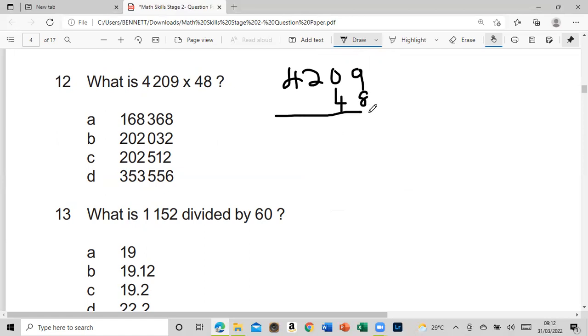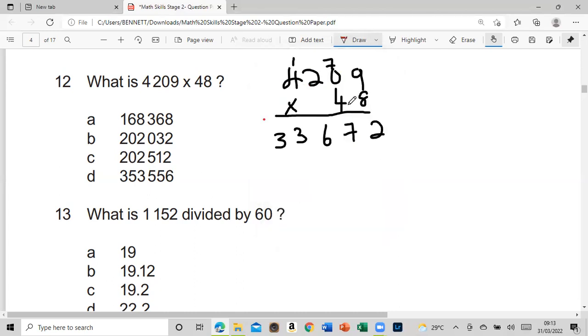Alright, so we're going to start with the ones, it's 8 ones, right? So 8 times 9 is 72, 2, carry 7. 8 times 0 is 0, plus 7 is 7. 8 times 2 is 16, so 6 and carry 1. 8 times 4 is 32 and 1, 33. Alright, I think I'm going to color code this. I'm going to use the next color.